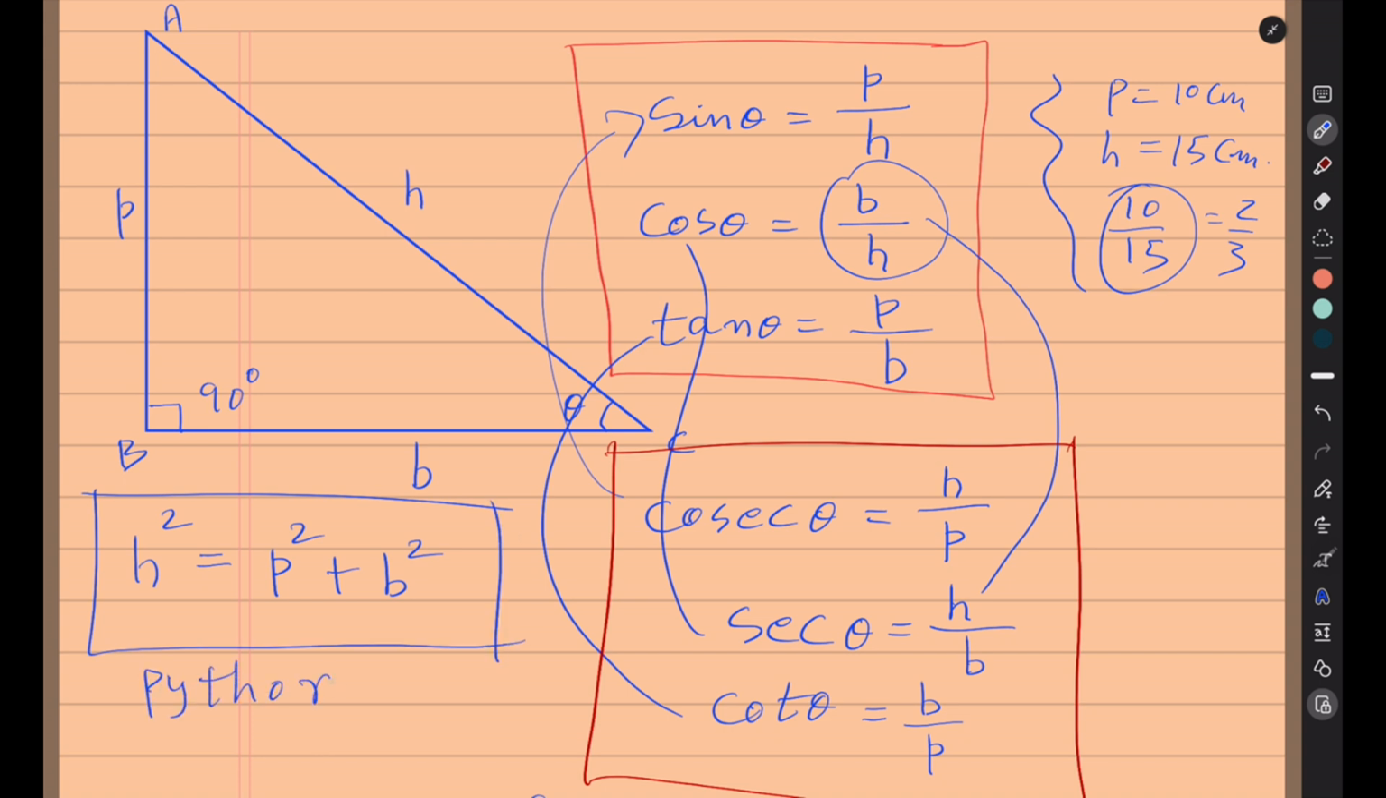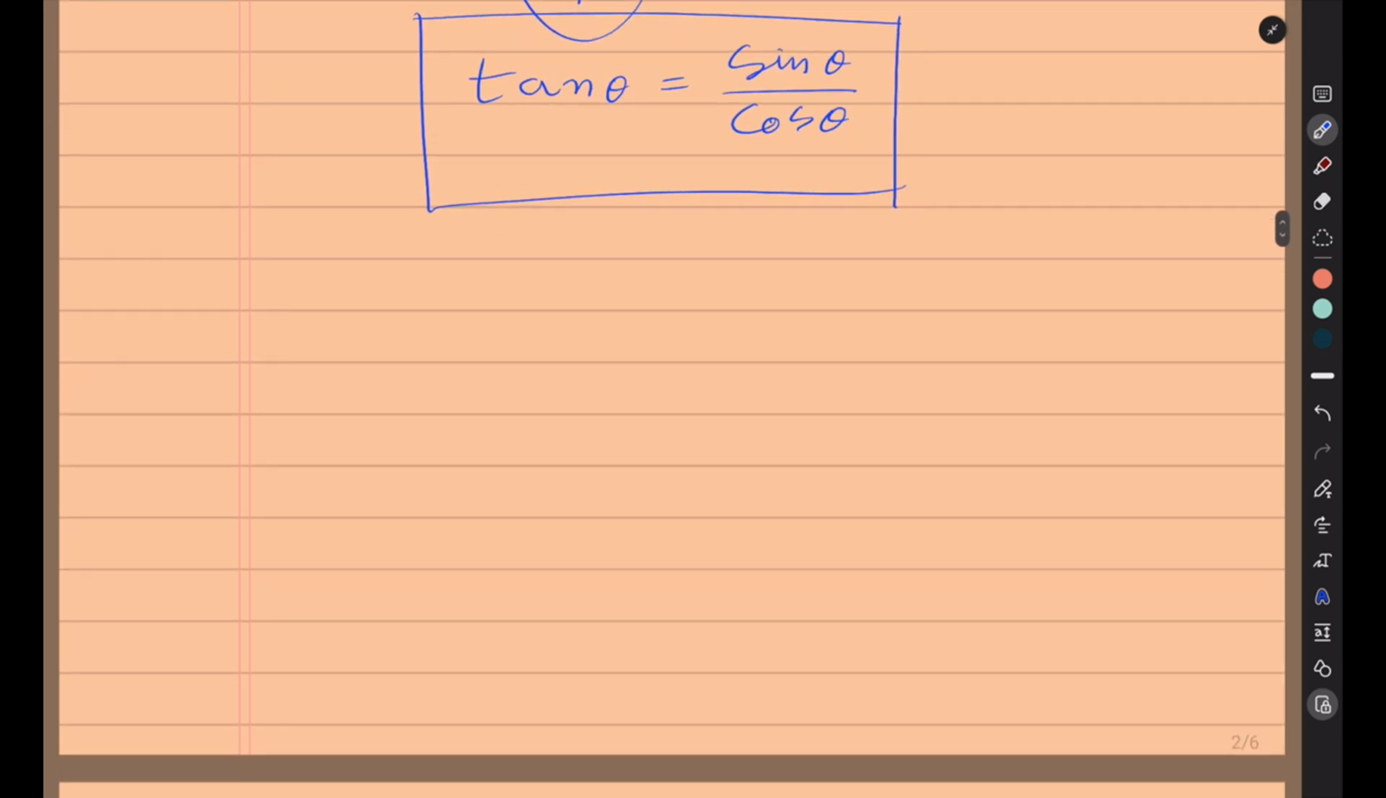This is known as Pythagoras theorem. Pythagoras was an ancient mathematician who established this fact, or kind of discovered this fact. That's why we call it Pythagoras theorem. So our next deduction is based upon Pythagoras theorem. What we have written, h square is equal to p square plus b square. Suppose this is an equation, and it is a true equation for any right angle triangle.